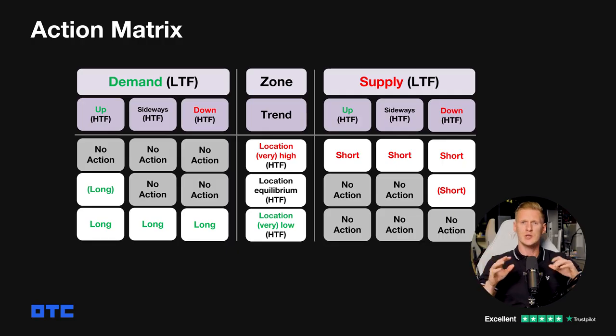Medium scenario, trading supply in a sideways trend offers moderate probability and profitability. While not ideal, it can still be a decent opportunity if conditions align. Worst case scenario, trading supply in the context of an uptrend is the least favorable setup with high risk and low reward. Counter-trend trades in this context are generally not advisable.